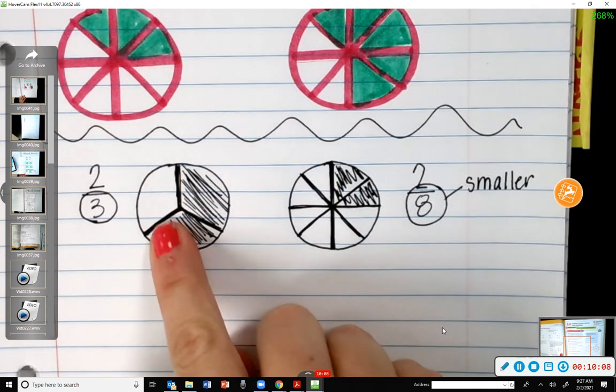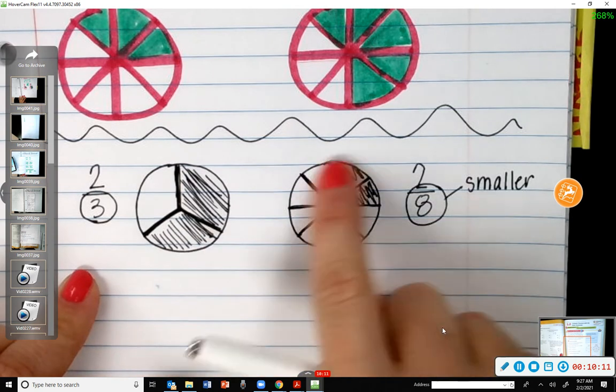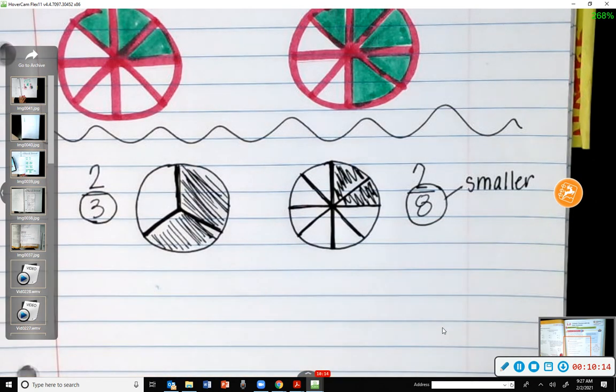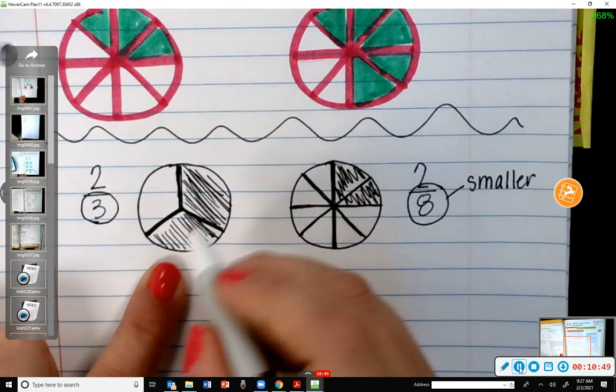Now what do you notice already between these pieces over here and these pieces over here? What's going on there? What could you say about those slices? Bryson? The first one is 2 out of 3. Well, yes, but what do you notice about the size of the pieces? Evangeline? The 2 thirds pieces are bigger than the 2 eighths. Good. These pieces are much bigger.